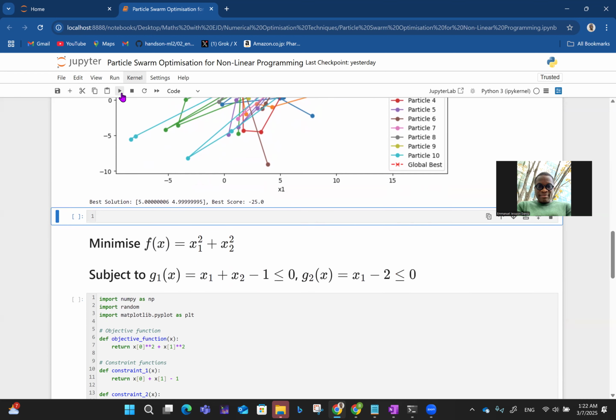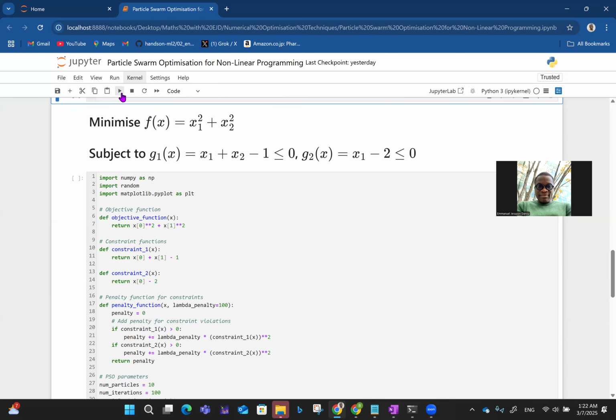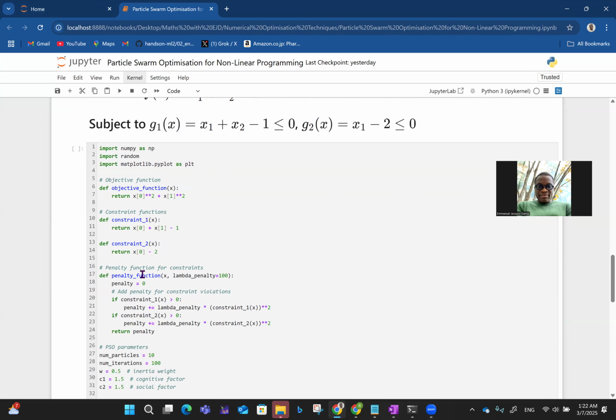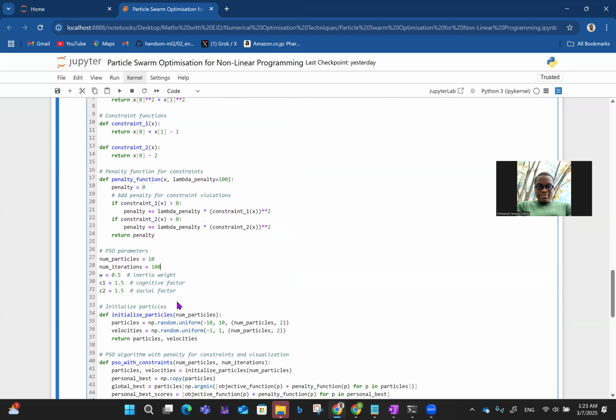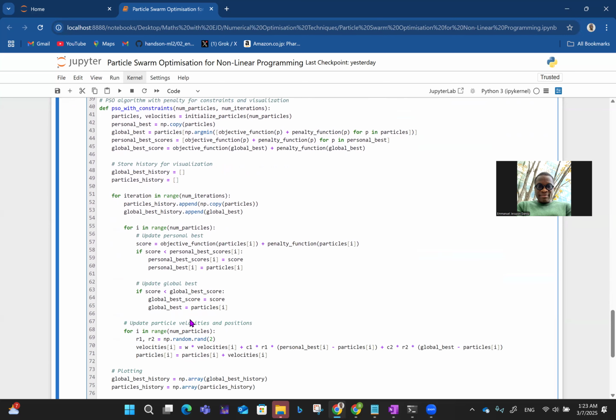And for the second problem, which is a constraint optimization problem, the problem is defined here too, and we also have the constraints in lines 11 and 14. Then we have the penalty imposed now to make the problem into one. And then we have number of particles, still 10, number of iterations, 10. And we have the inertia weight still 0.5, and C1, C2, the cognitive and social factors, still 1.5 apiece.